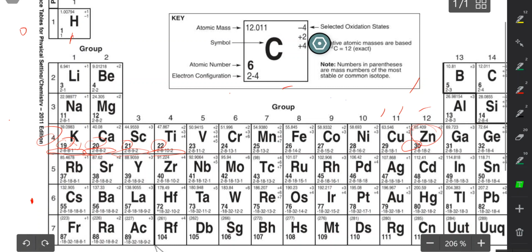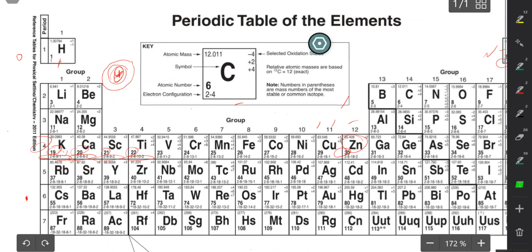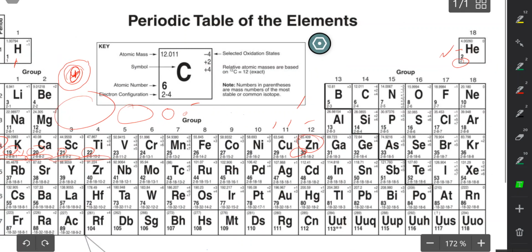So more positive protons means more attraction power. So if this nucleus has a lot of positives, the more positives we get, the closer and closer those electron shells will get to the nucleus. Hence why, going across a period, the radius of an atom tends to slowly decrease. All right.